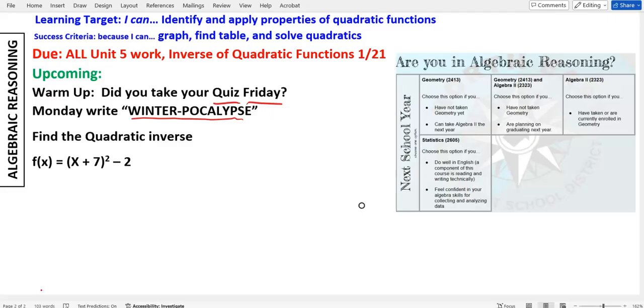So remember, f of x is really y. Switch x and y, right? Do these steps sound familiar? X is now here. Y is now here. Looking up here. So what do I get rid of first? Do I get rid of the plus 7, the squared, or the minus 2? What do I get rid of first?